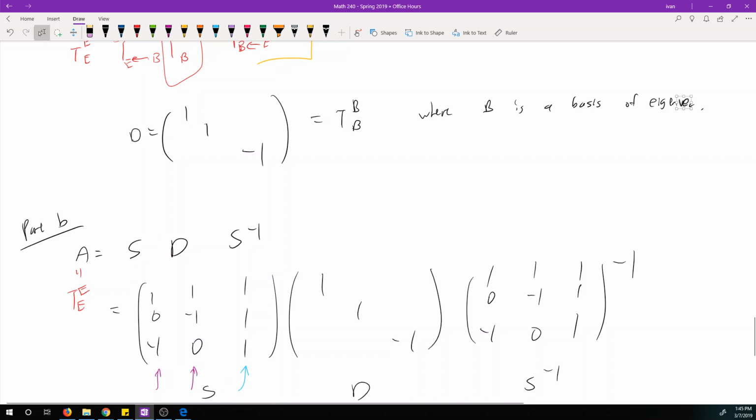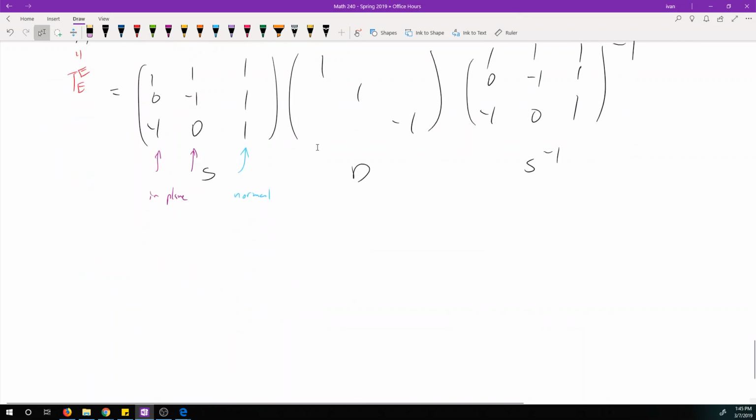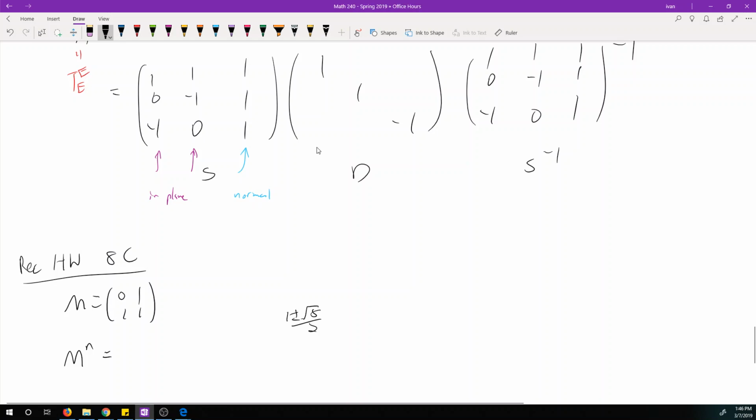Okay. So you have m to the n. Right, so you want to diagonalize m, right? Because we tell you m is the following. So this is recitation homework 8C. So m is this matrix that we give to you, and so we want you to find m to the n. The annoying thing is that I believe the eigenvalues are like the golden ratio. It's like 1 plus or minus root 5 over 2.